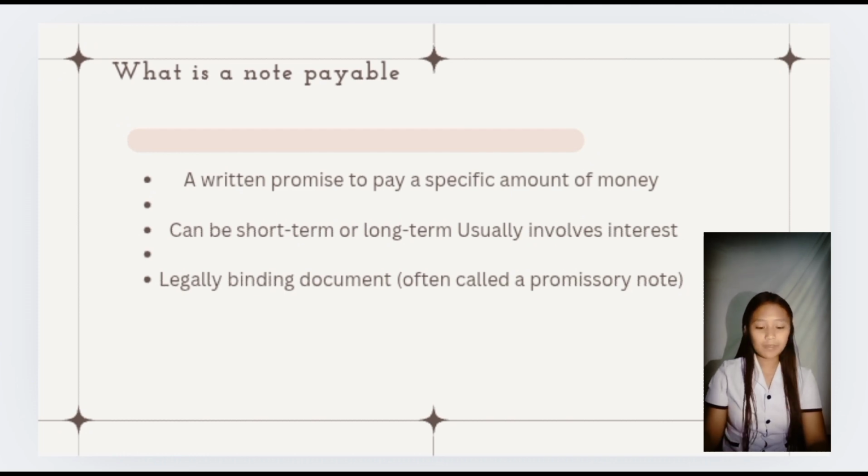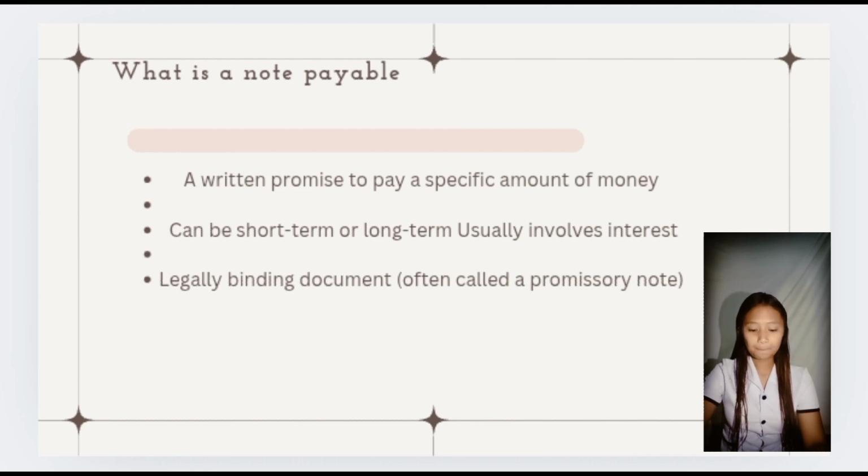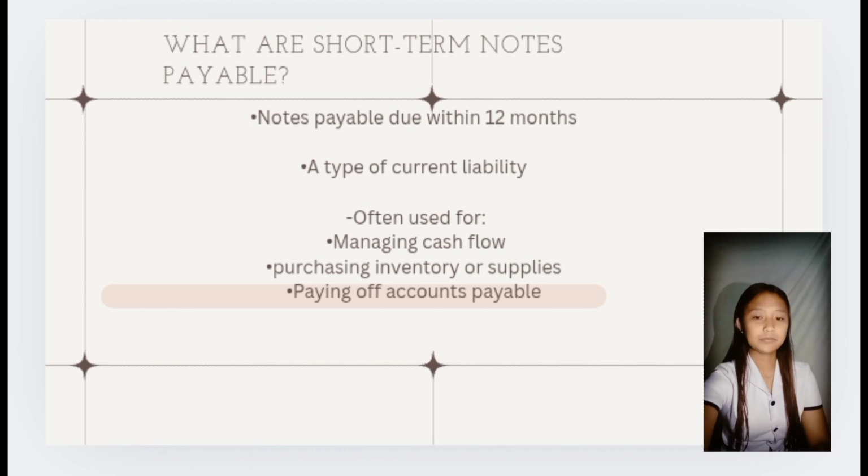So a note payable is a formal written agreement in which one party agrees to repay a certain sum of money to another. Unlike informal agreements like accounts payable, notes payable are contractual and often come with interest. They are categorized as short term or long term depending on the payment due date.